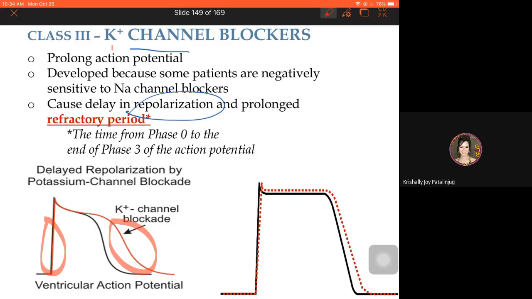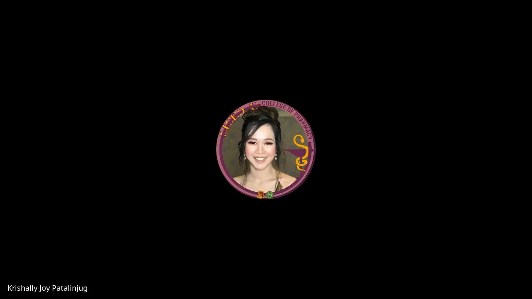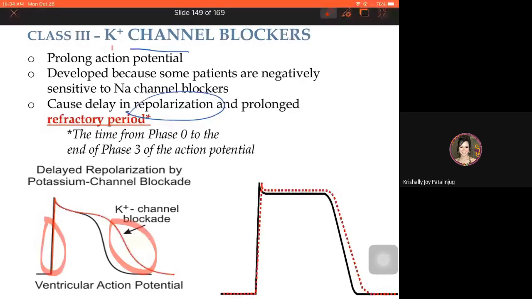So potassium channel blockers only have a distinct action on phase 3, the repolarization phase. The tendency is for it to be extended, repolarization is delayed. Phase 3 is extended, repolarization is delayed. As a result, there is prolongation of the effective refractory period or action potential duration.